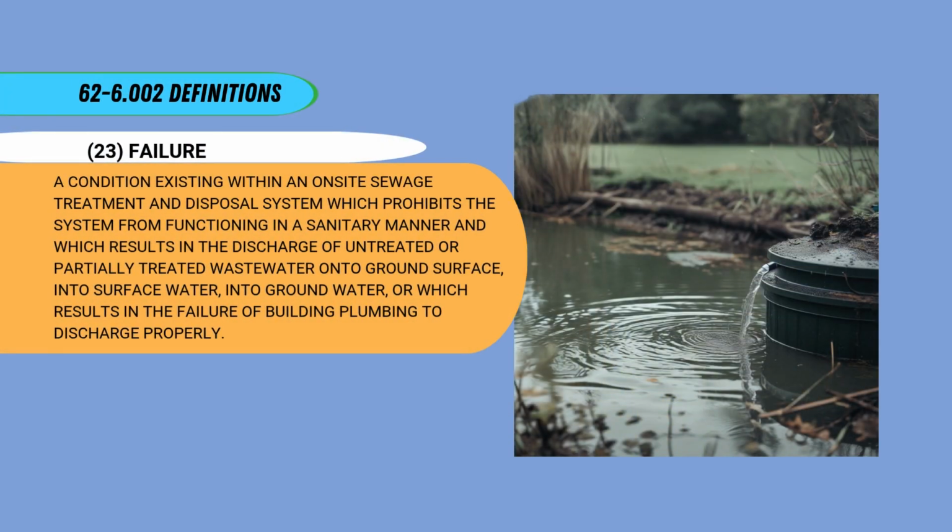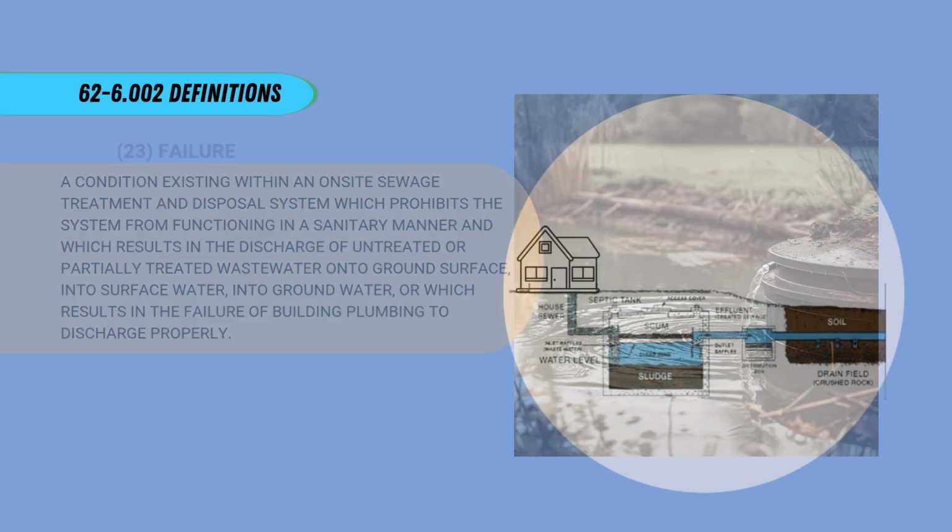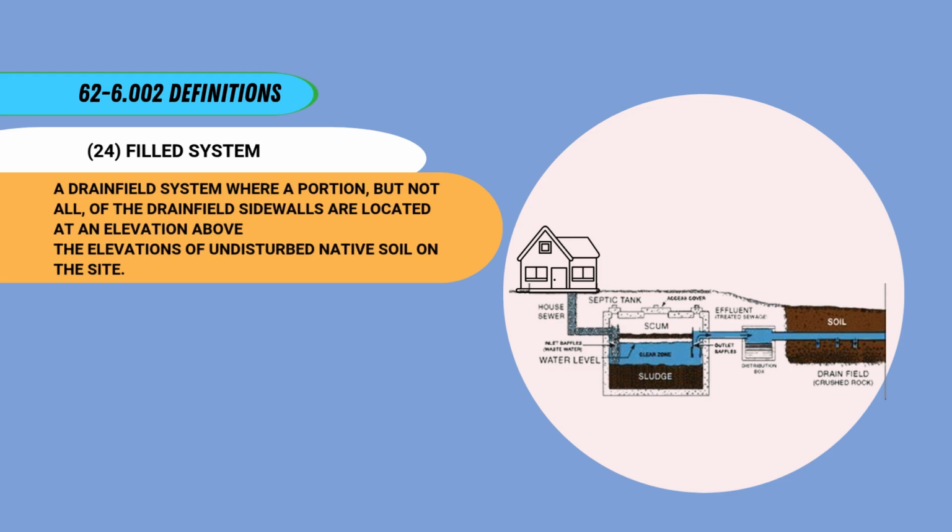Failure. A condition existing within an on-site sewage treatment and disposal system which prohibits the system from functioning in a sanitary manner and which results in the discharge of untreated or partially treated wastewater onto ground surface, into surface water, into groundwater, or which results in the failure of building plumbing to discharge properly. Filled system. A drainfield system where a portion, but not all, of the drainfield sidewalls are located at an elevation above the elevations of undisturbed native soil on the site.